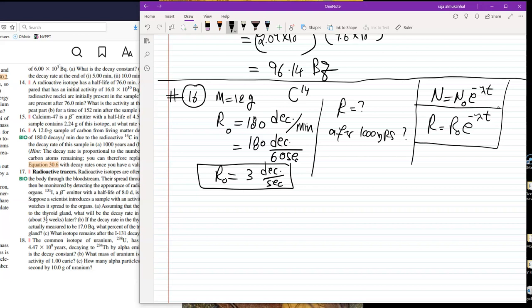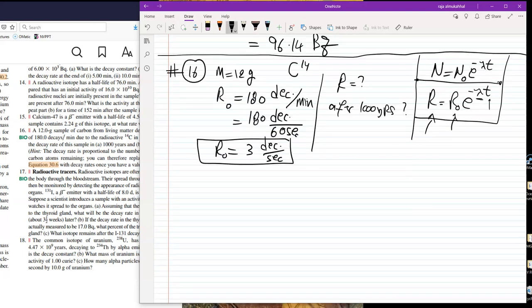I'm sure I've written it up there. But especially if you're given one of them, find the other, and you're given the time, 1,000 years, all I need to do now is just find lambda first. Once I find lambda, I'm done with the problem. You see what I'm saying? So let me find lambda.